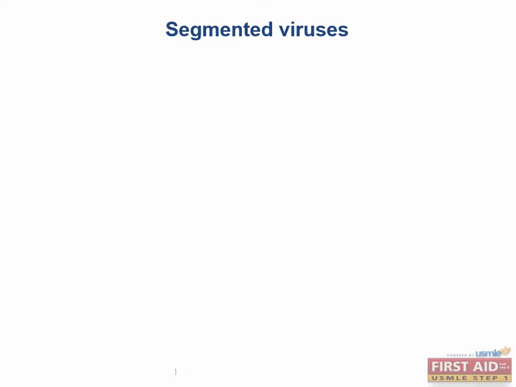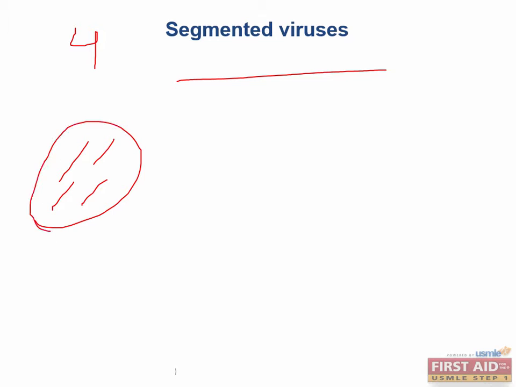So now let's discuss the segmented viruses, and there are 4 of them. The majority of RNA and DNA viruses are composed of one long linear segment of genetic material. Segmented viruses are unique because they have multiple segments of nucleotide strands composing their genome instead of just one.